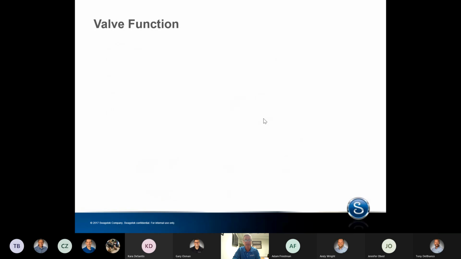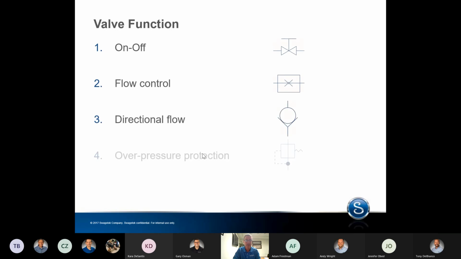Now we'll talk about valve function. Valves serve 5 primary functions, which include on-off, flow control, directional flow, overpressure protection, and excess flow protection. Shown for each type are the most common industry symbols for valves, which are important when reading P&ID diagrams.